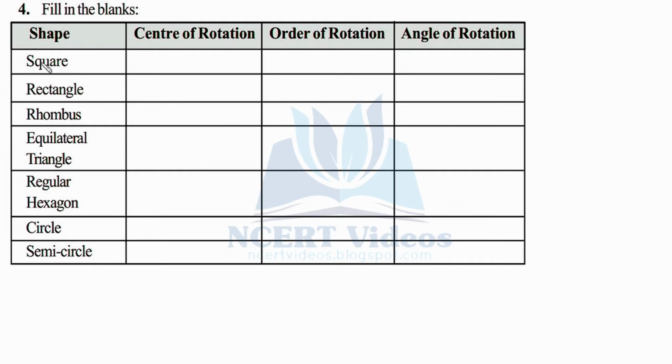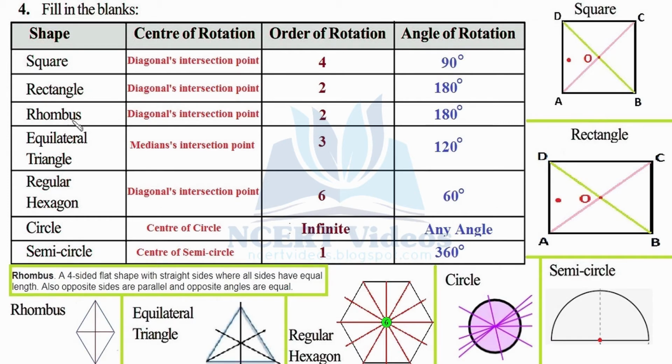Fill in the blanks. We have shape, center of rotation, order of rotation, and we have to find angle of rotation as well. Same questions are repeating, just their way of representation is changing. So we have 4 columns: shape, center of rotation, order of rotation, angle of rotation. So these 3 criteria are always important when we study symmetry, and we have to fill up those only.